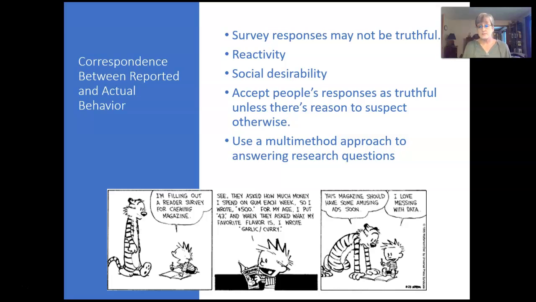There are always going to be some social desirability effects, there are always going to be some reactivity effects, and there are going to be some people who misrepresent themselves. So how do you go about balancing that out? Well, one approach is to take a multi-method approach.